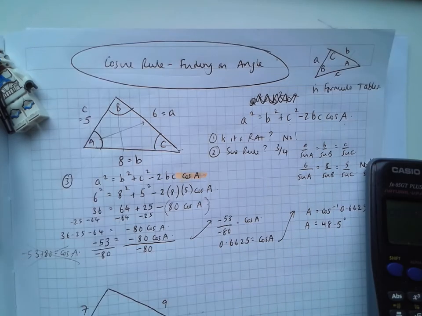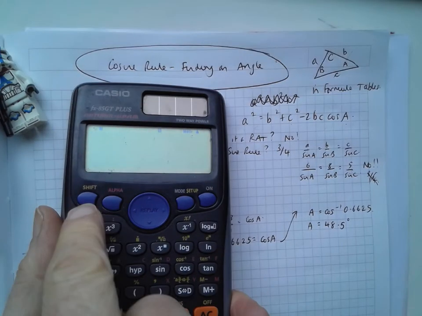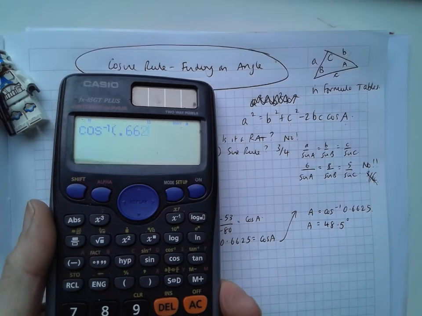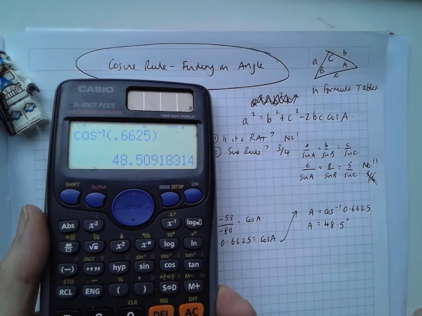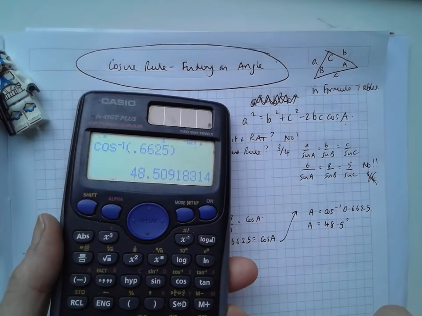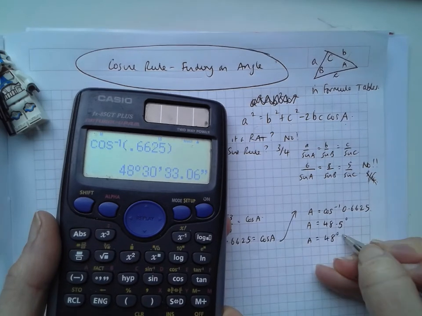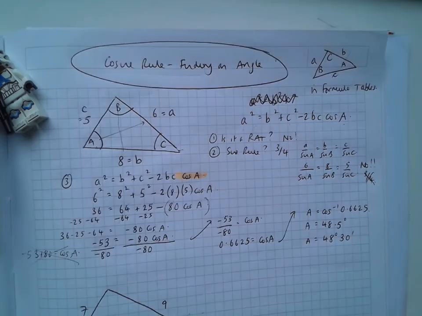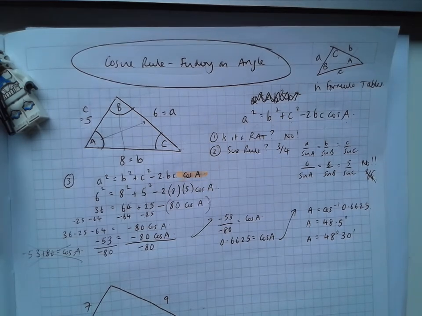So again, how did I do that? I did shift cos 0.6625 equals, and it gave me 48.5 degrees. Or if I wanted to, I could say 48.51 degrees, but I think it's enough to say 48.5 degrees. In degrees, minutes, and seconds, in case you needed that, it's 48 degrees, 30 minutes. Okay. Any questions on that? If not, I'll just do another example. But if you have a question about any step of that, please let me know. Hang on, I'll pause the video.